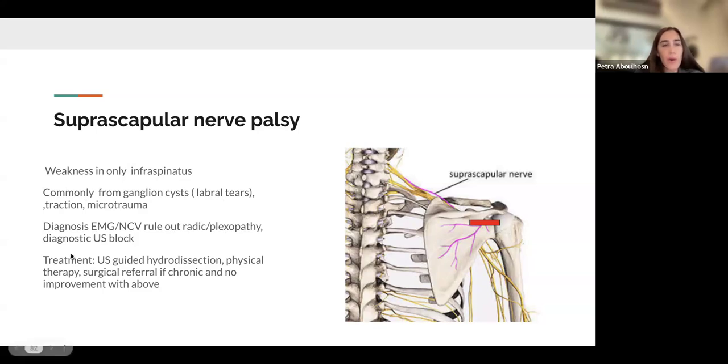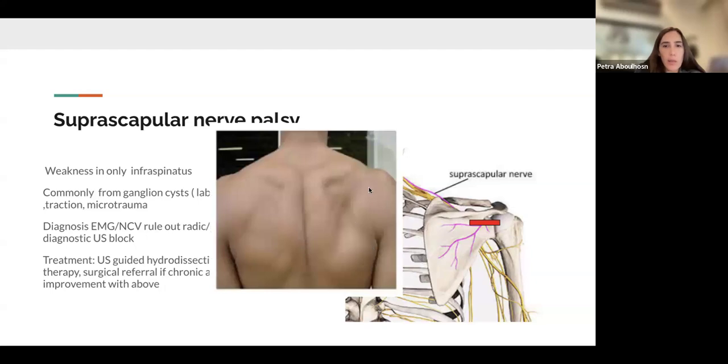Obviously, if you have other diagnoses in mind, you need an EMG to rule out radiculopathy, plexopathy. What we did is we did aspiration of the cyst, and then we did PRP in the shoulder joint because of the labral tear. And then just to note, you can tell if there is infraspinatus atrophy as well in the athletes, and then obviously you do a physical exam to determine which muscle is affected.